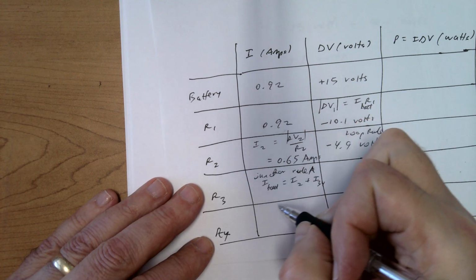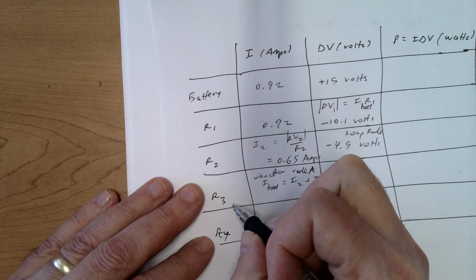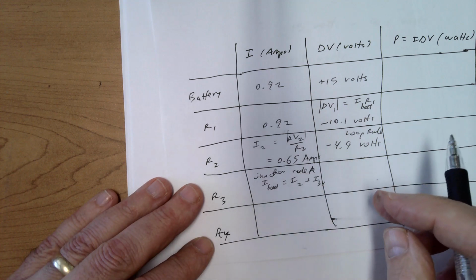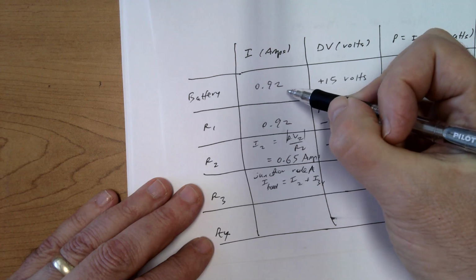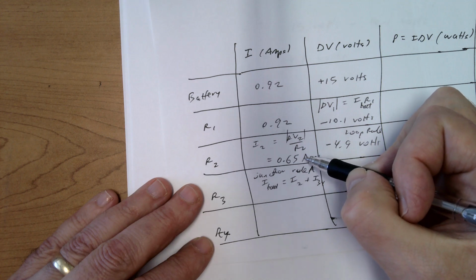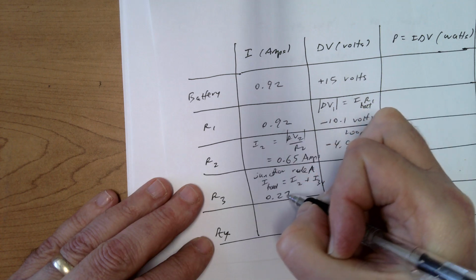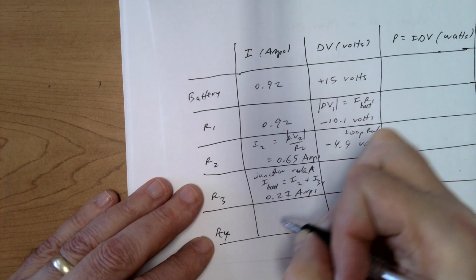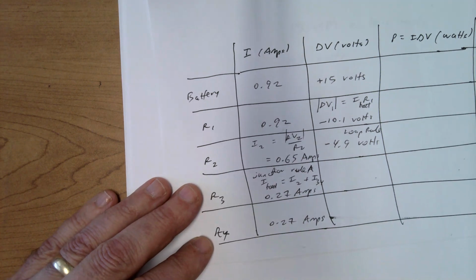So therefore, I34, which is equal to I3, is I bat, which is 0.92 amps, minus I2. So that gives me 0.27 amps. This is also 0.27 amps.